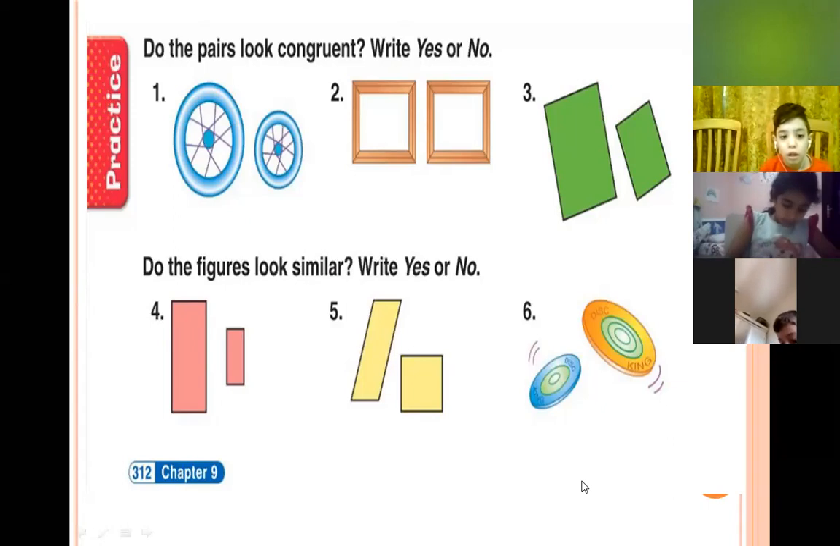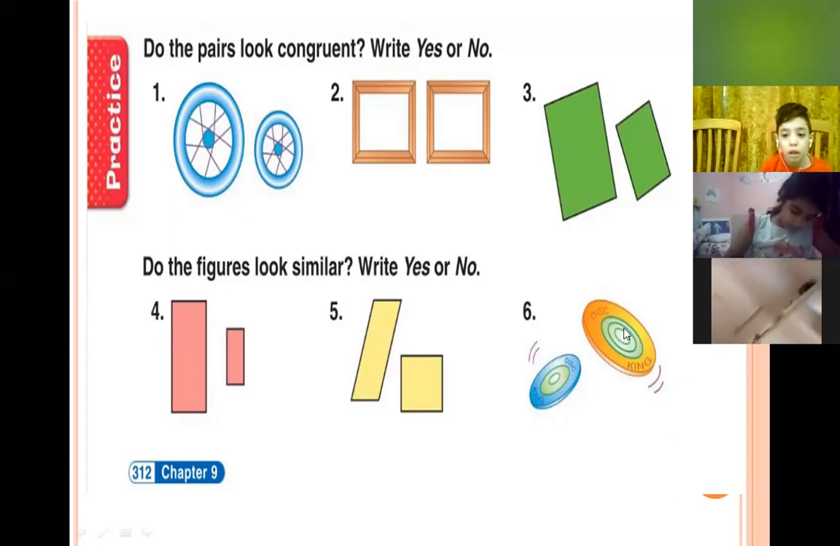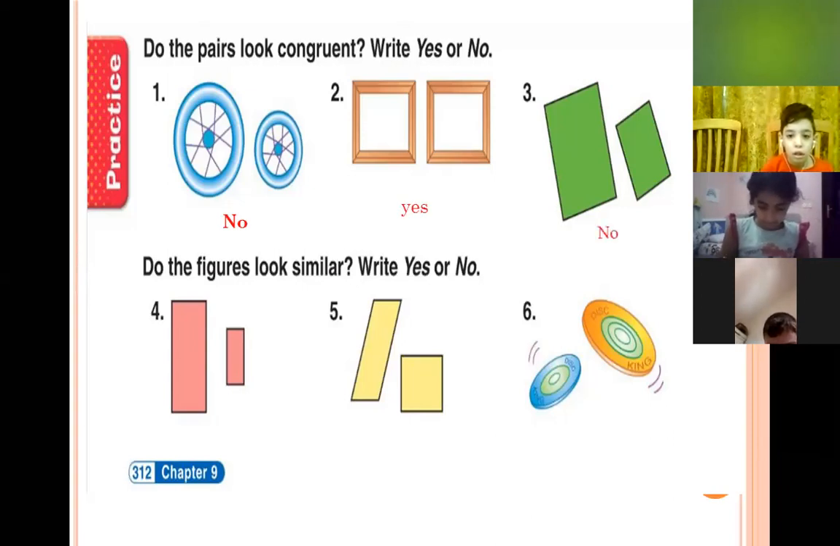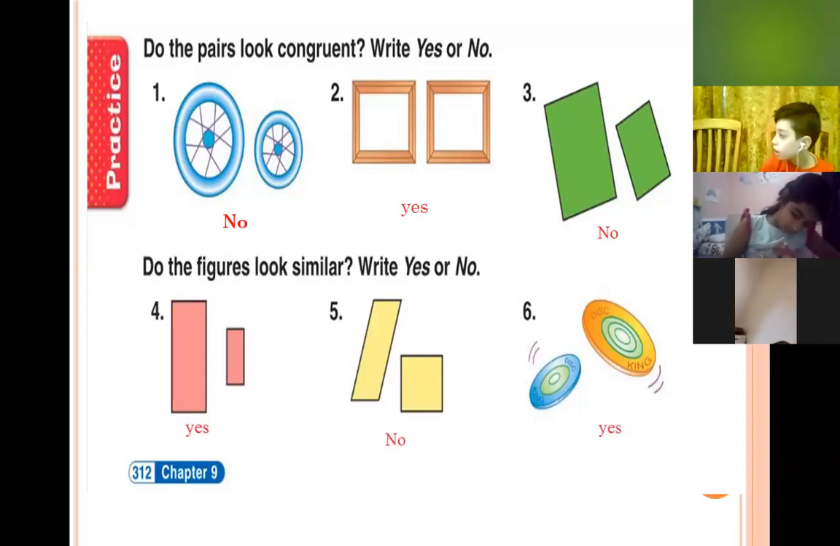Number six, the same, no. Yes, I have the same shape. So, no, yes, no, yes. Number four, yes. Number five, no. What did you read? Six, yes.